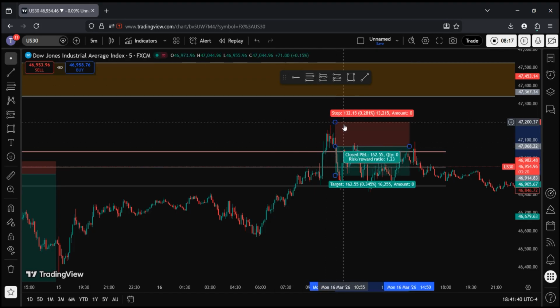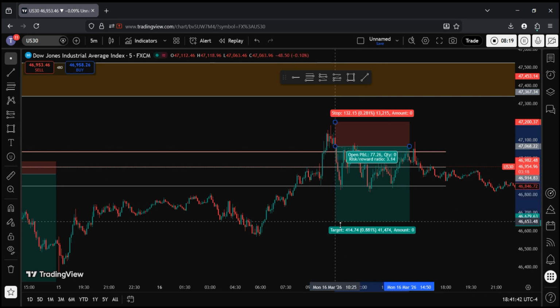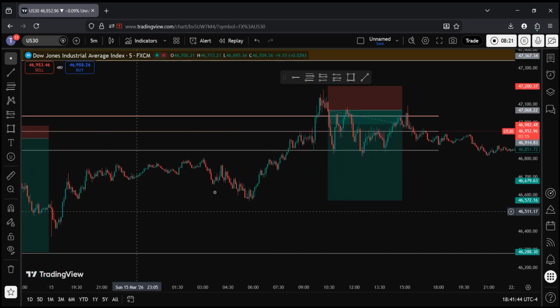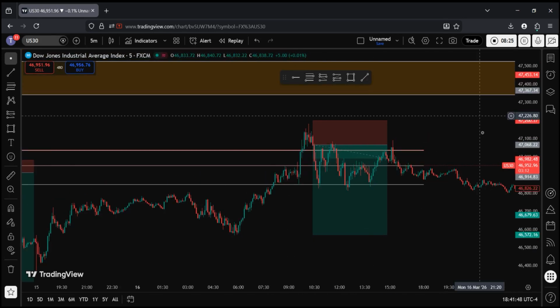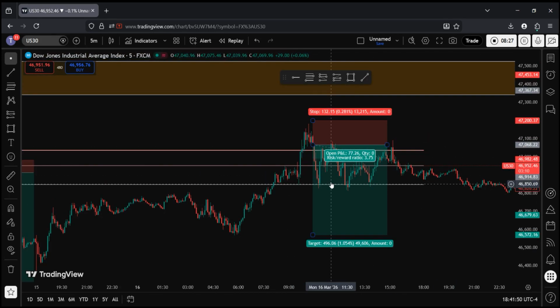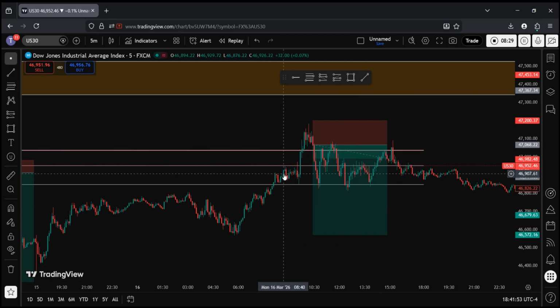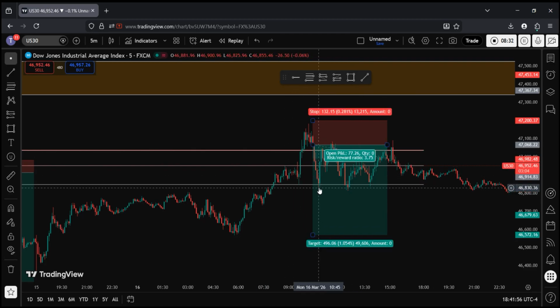My short was here, my stop loss was here, and I was hoping we'd come and hit this target, this target, and this target. But the market just misbehaved. You feel me? Going up and down, up and down. I took some profits around here and just below this. So I'm like, why is the market retracing so much?